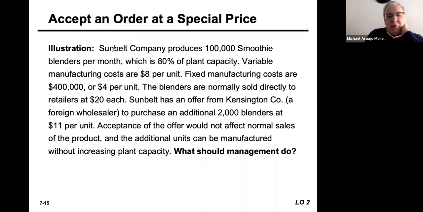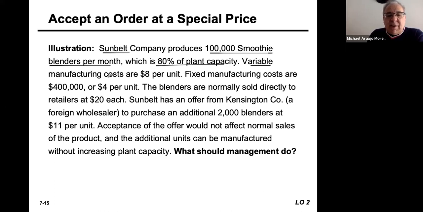Here we have a company called Sunbelt. They produce 100,000 smoothie blenders, which is at 80% of their capacity. So the factory is already working at 80%, but they clearly have some capacity to make more. Still, 80% is high, but clearly they have some room.